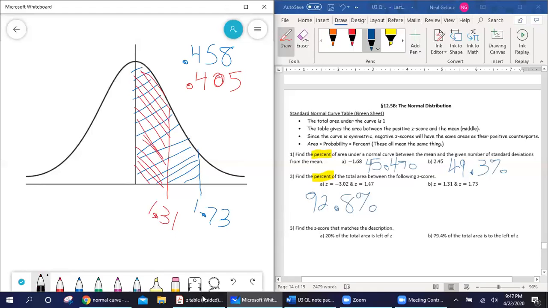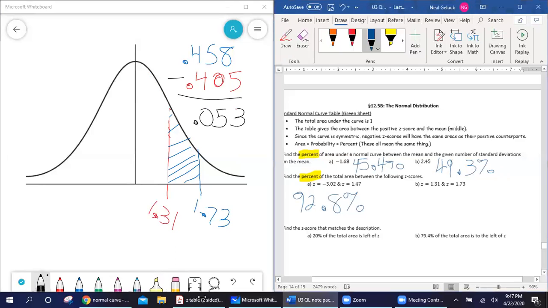And again, I'm going to subtract those and basically think of it as a picture as I'm subtracting off all of this stuff. As I subtract that off, that will leave me with just the bit that I want. So if I subtract that, I get 0.053. If I move the decimal place over twice as a percentage, then it's 5.3% of the area.